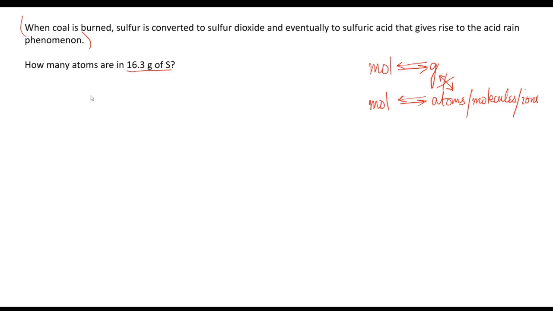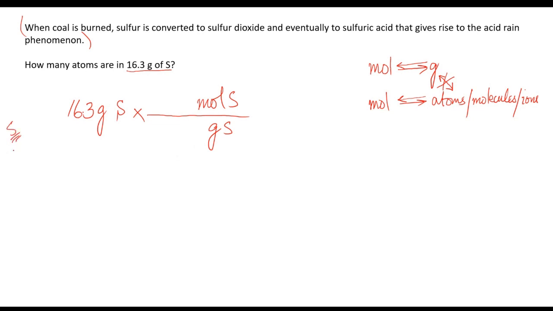So what is given? 16.3 gram of sulfur. Multiply, divide. What will you write down? Gram of sulfur. Now mole of sulfur. Good. When you change gram to mole, what will you do?